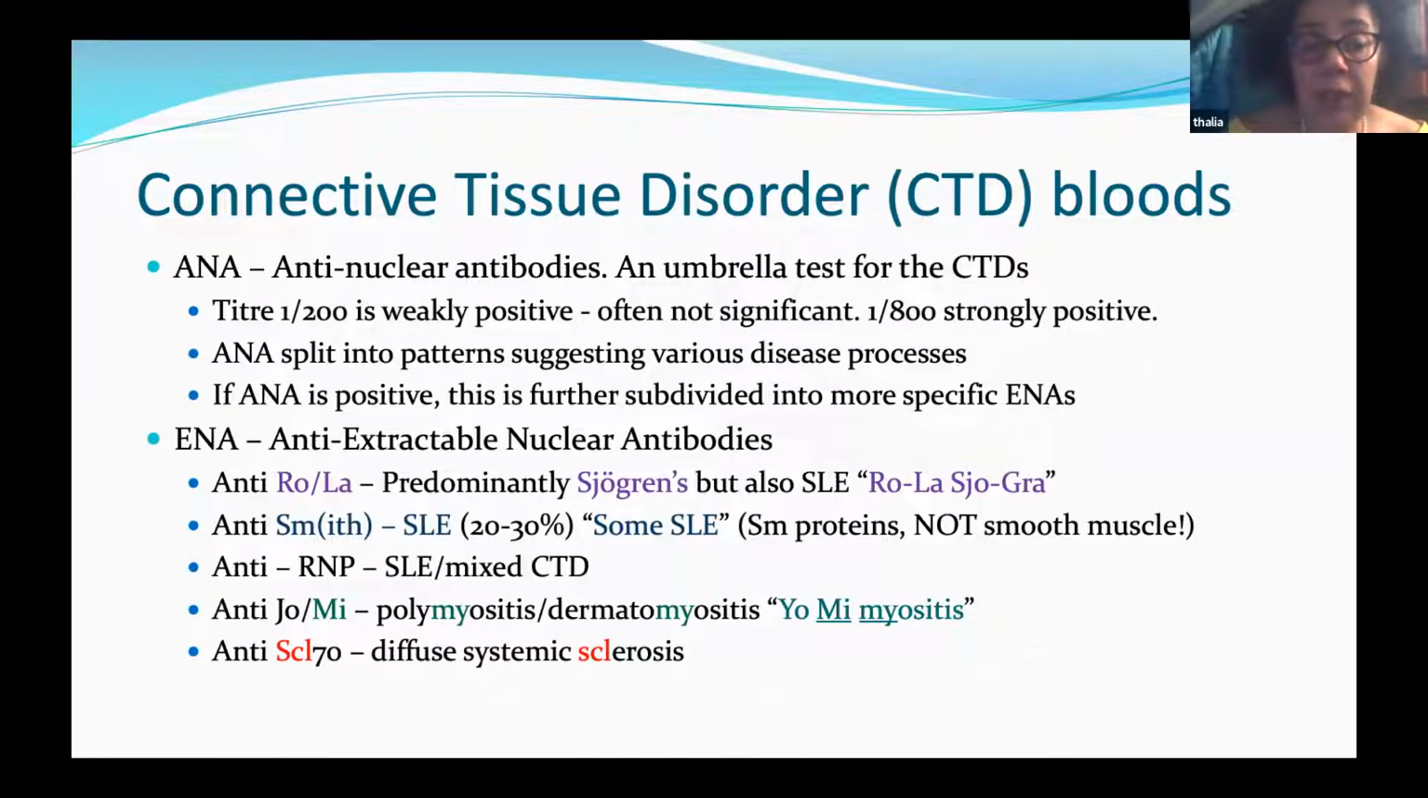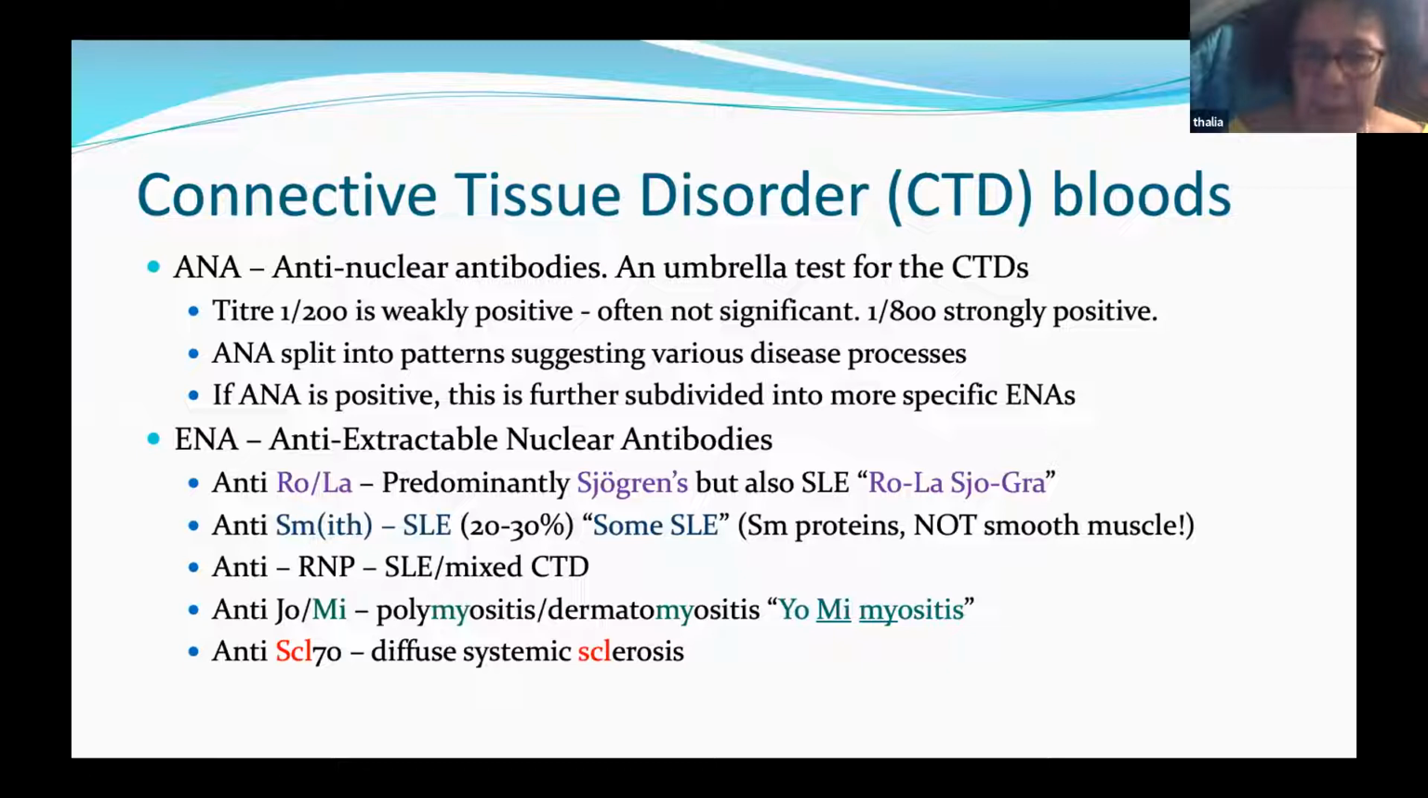ANA stands for antinuclear antibodies. Patients who have positive antinuclear antibodies usually have a connective tissue disease. I'm saying usually, well, always have. The question is how serious this may be and how treatable this may be.